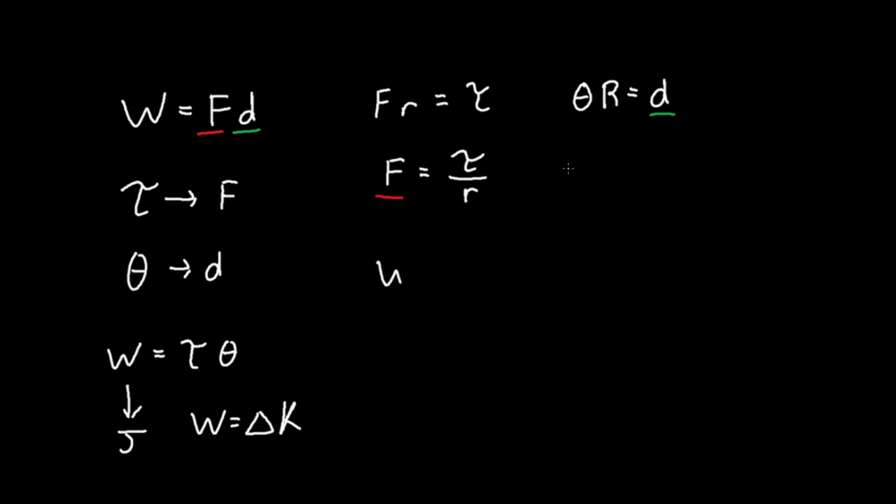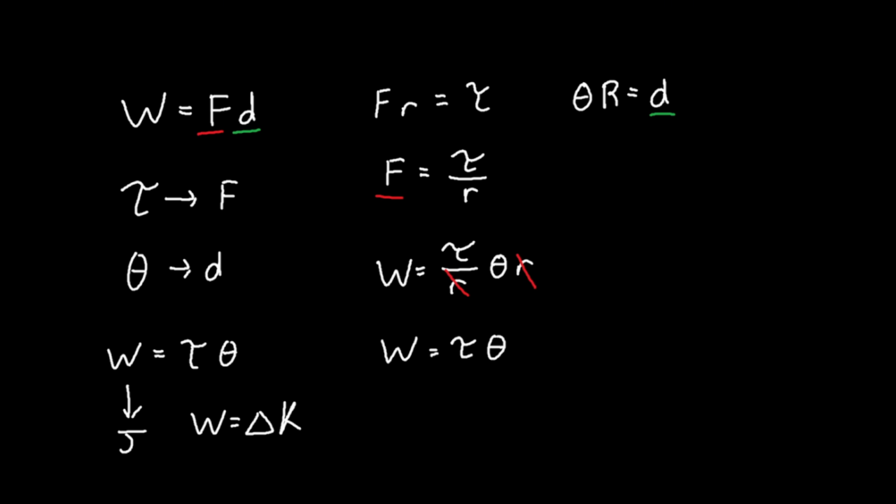So the force substitute is torque over radius. And the substitute for distance is theta times radius. So capital R, I guess, for radius, same as lowercase r. I should have stayed consistent with that. But what happens is basically that this cancels out, and work is equal to torque times your radial displacement.